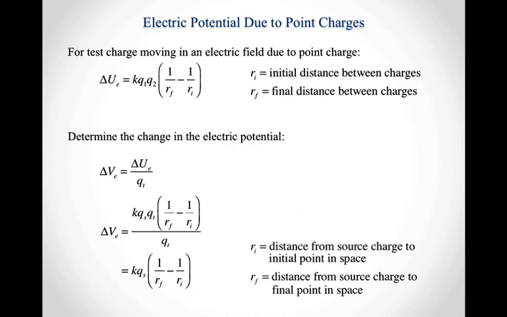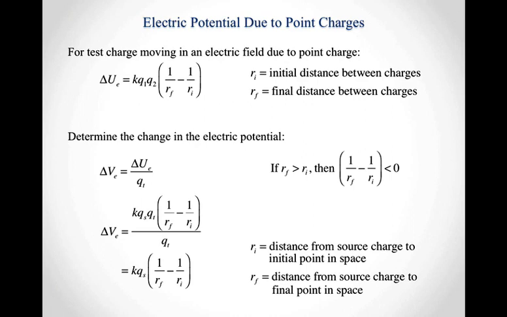Now we need to redefine what these two R's mean because they're no longer a distance between charges because we only have one charge now. They're actually the distance from our source charge to a point in space. So Ri says, what's the distance from your source charge to where you are initially? Rf is what's the distance from your source charge to where you are at the end. So as you move from one point to another, from some initial point in space to some final point in space, I care about the distances from my source charge to those two points.